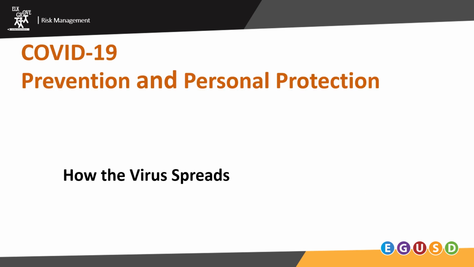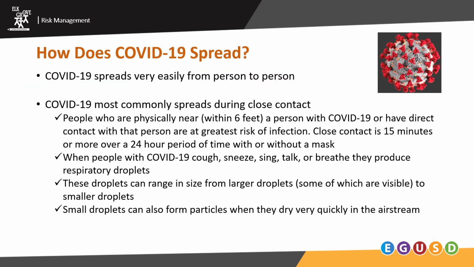How the virus spreads. How does COVID-19 spread? COVID-19 spreads very easily from person to person. COVID-19 most commonly spreads during close contact. People who are physically near, within 6 feet, of a person with COVID-19 or have direct contact with that person are at great risk of infection. Close contact is 15 minutes or more over a 24-hour period of time with or without a mask.